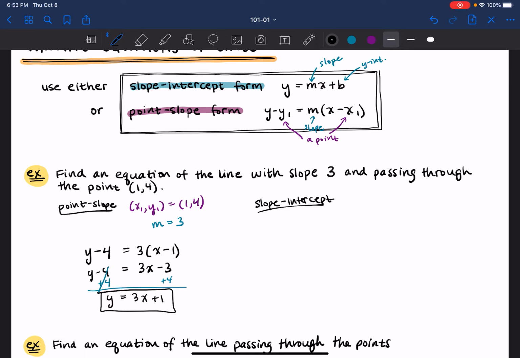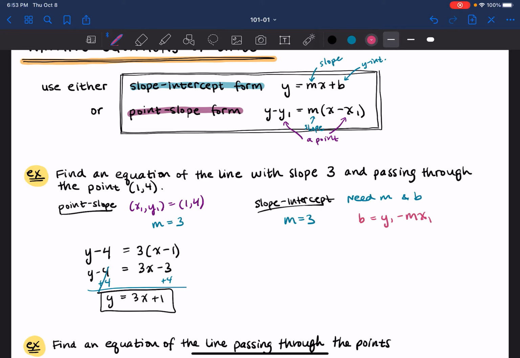So with slope-intercept form, you need m and you need b. So the slope m is given to us. Now a formula for b, if you like formulas, if you solve the intercept form for b by subtracting mx and then plugging in the point, you can use this formula that b equals y1 minus m times x1.